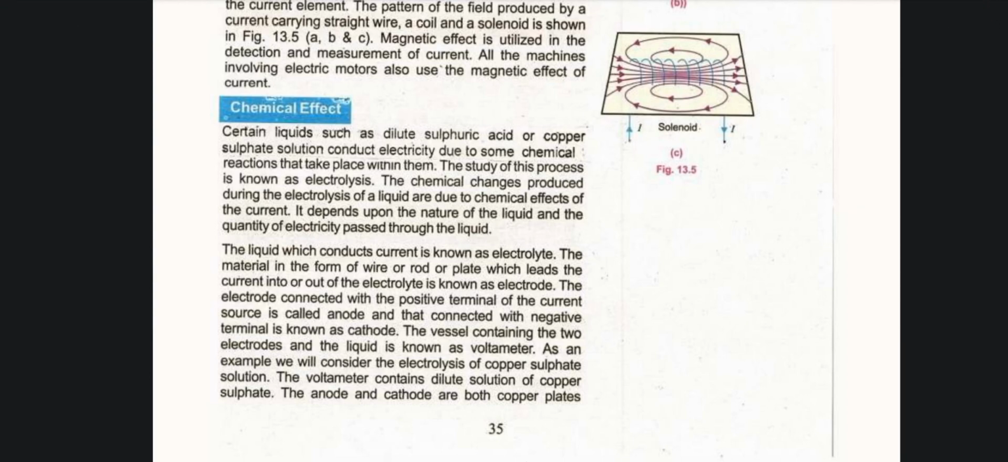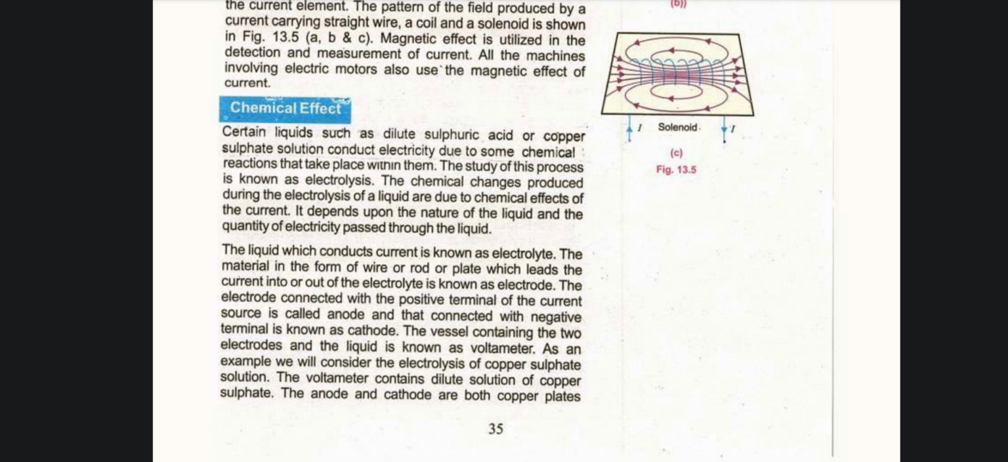Let's look at the chemical effect of the current. Certain liquids such as dilute sulfuric acid or copper sulfate solution conduct electricity due to some chemical reactions that take place within them. The study of this process is called electrolysis, and the chemical changes produced during electrolysis of a liquid are due to chemical effects of the current. It depends upon the nature of the liquid and the quantity of electricity passed through the liquid.